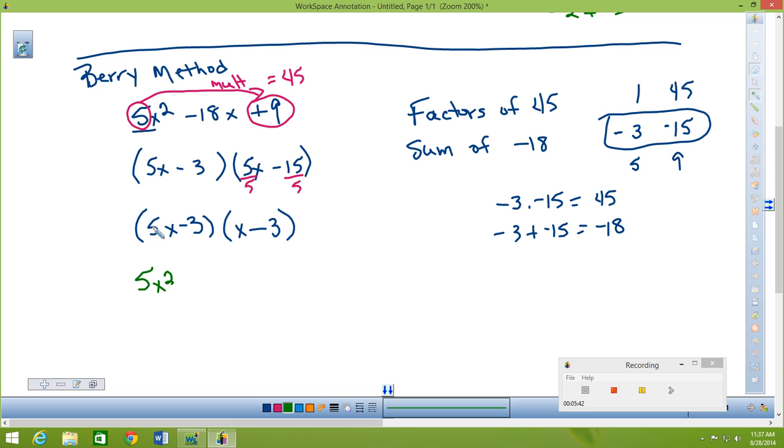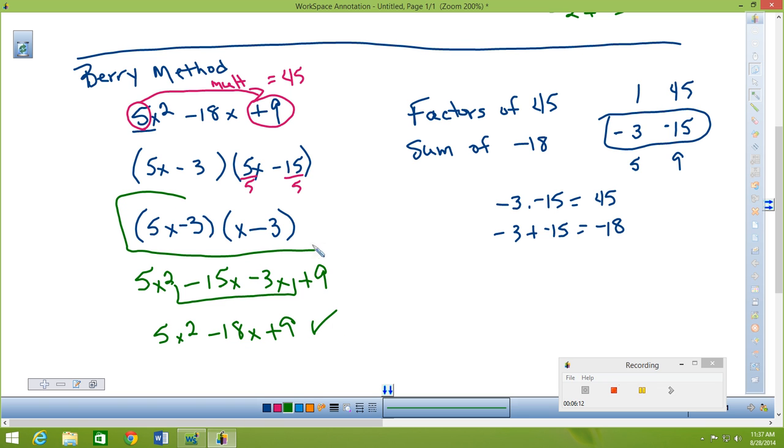When I do the outside, 5x times minus 3, that's minus 15x. Then minus 3 times x is minus 3x. Minus 3 times minus 3 becomes plus 9. Combining these two in the middle, I get 5x squared minus 18x plus 9. That's what we started with. So this right here is our final answer. Okay, we're good to go.